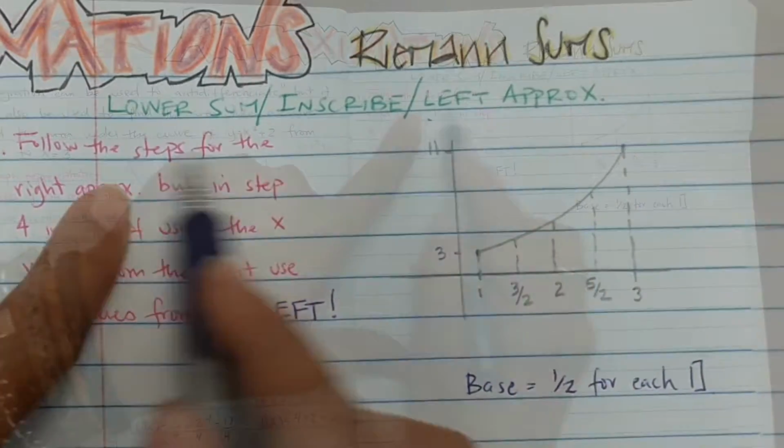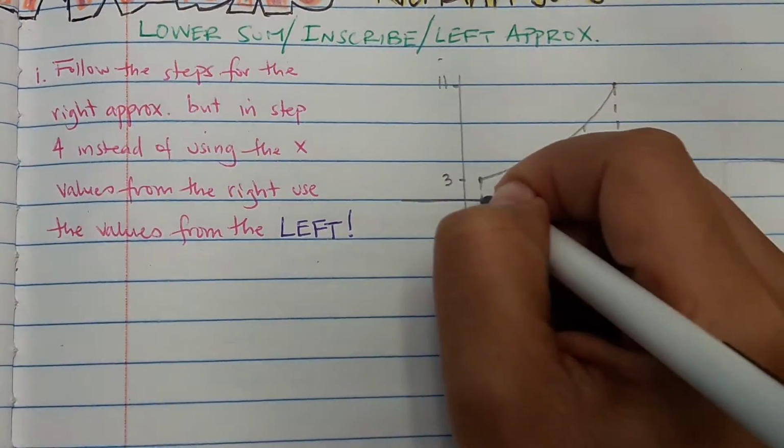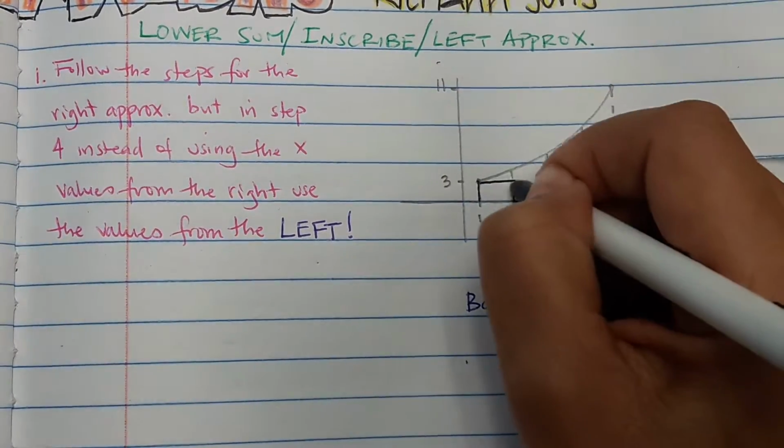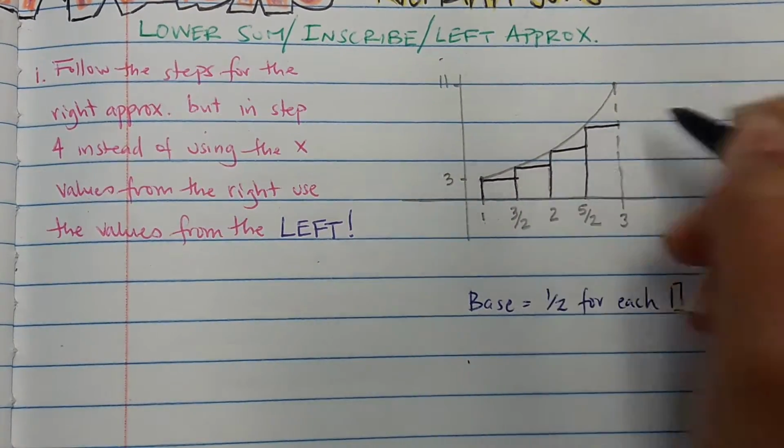And then the height is different this way. So instead of using the right, we're using from the left. So you start from the left, you draw a rectangle left to the top, draw a rectangle left to the top, draw a rectangle left to the top, draw a rectangle.